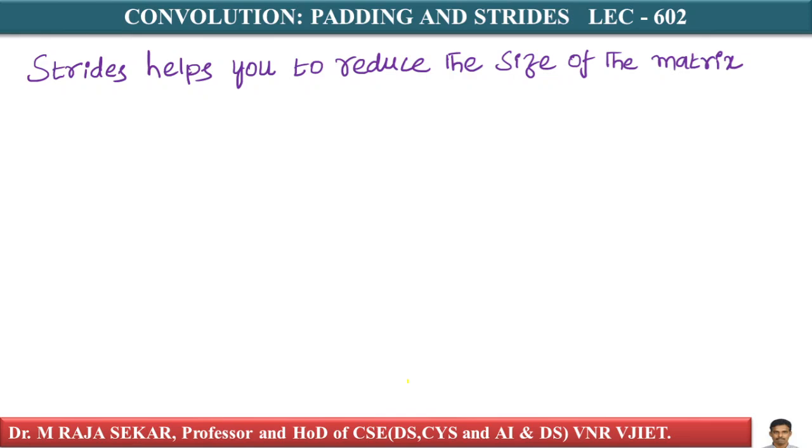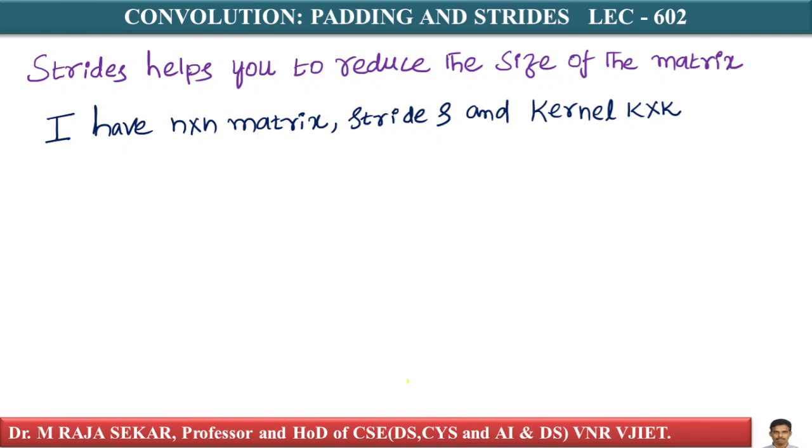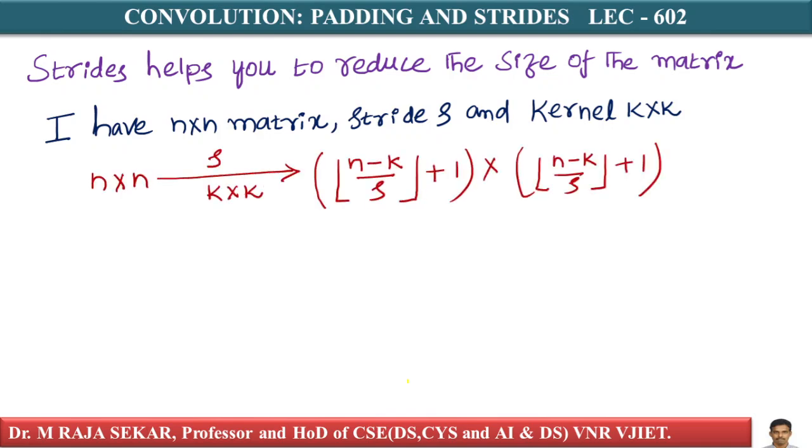Let me show an example. Let's say I have an n cross n image, my stride is s, and my kernel is k cross k. The result that I will get here is floor of (n minus k) by s plus 1, times floor of (n minus k) by s plus 1. Here you are performing a division operation, dividing by s.